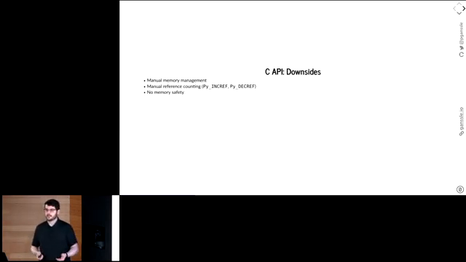But it has these downsides that I mentioned, right? With C, you have to manually manage all your memory. You have to allocate it. You have to free it. You have to do all the reference counting. Otherwise, you get memory leaks. So you have to keep track of what returns you a new reference, and then decrement them correctly.